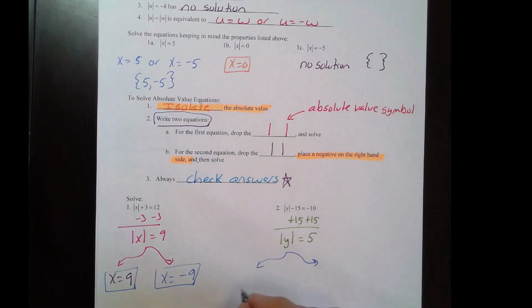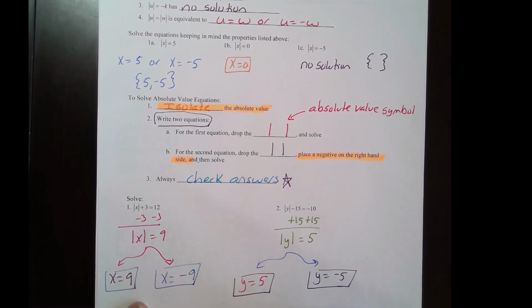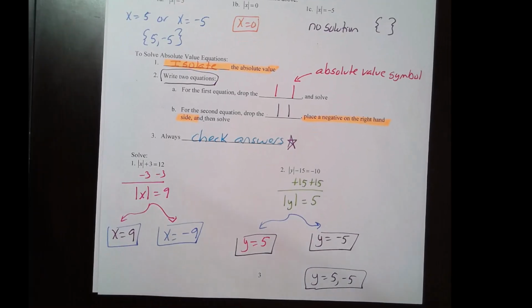Dropping off the absolute value, we get y equaling a positive 5. Dropping off the absolute value and putting a negative on the right-hand side, we get y equaling negative 5. If you want to write your answers with a comma separating them, you're more than welcome to do so as well. So y could equal 5 comma negative 5.